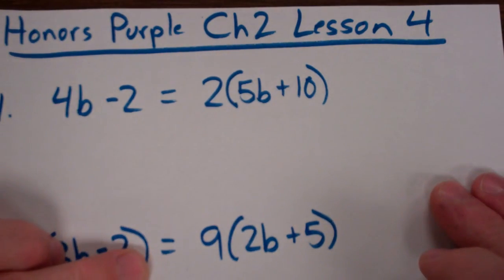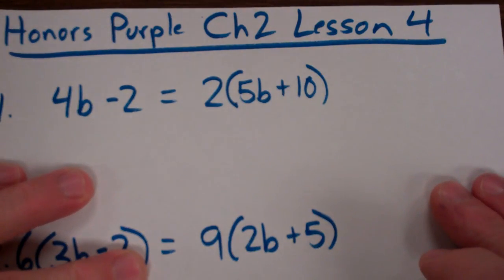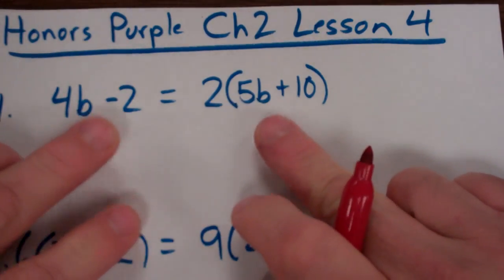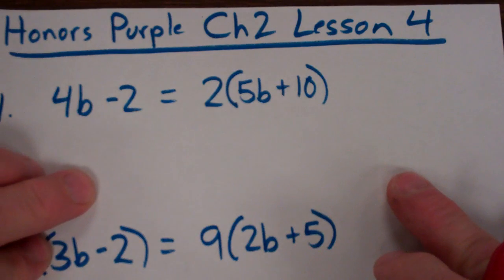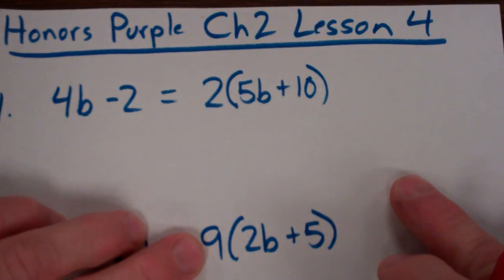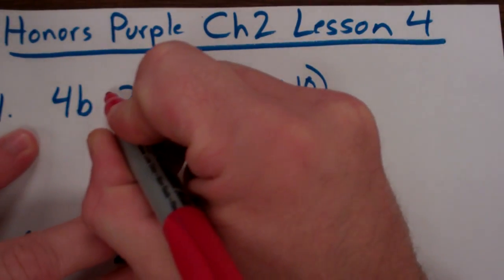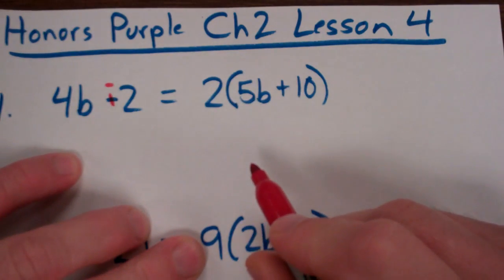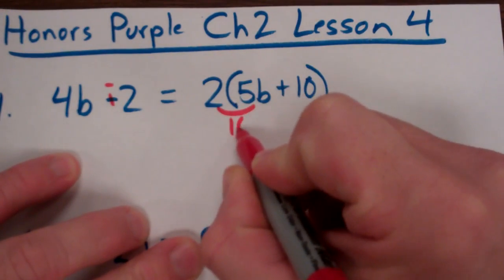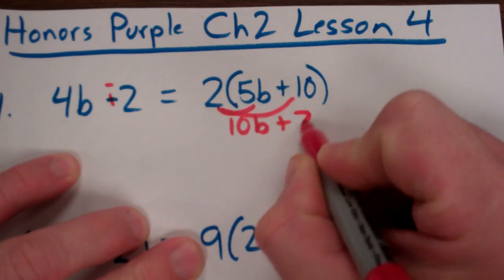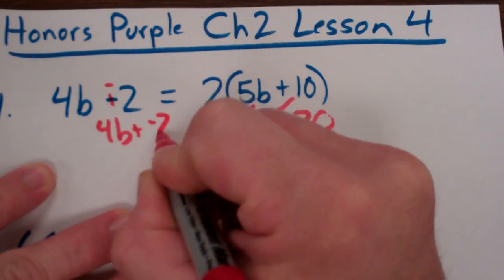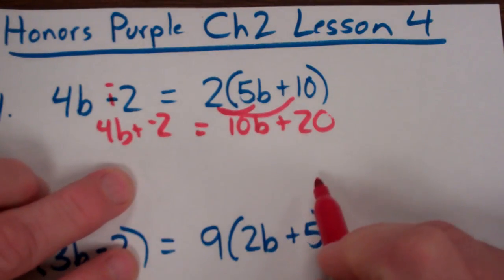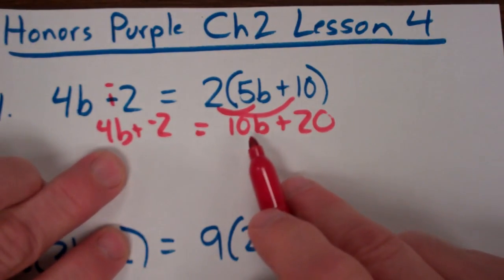Alright, this is the Honors Purple book, Chapter 2, Lesson 4. This is variables on both sides, and I have some special occasions here of what may happen if you have variables on both sides. So to review, we're going to start the same way we have since last chapter: leave, change, opposite, distributive property, combine like terms on each side of the equation. Nothing combines. So I have variables on both sides.